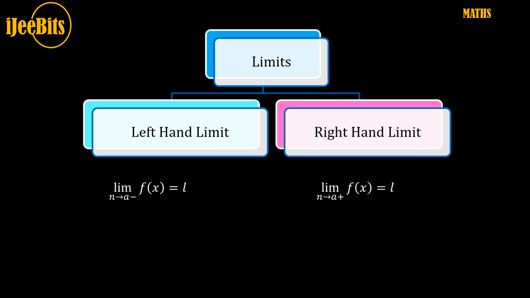What I'm saying is that limits have two categories, the left hand limit and the right hand limit. If both limits are equal, then we can say the limit at a given point exists; otherwise it does not exist. If you take 0 as a reference, left of 0 are the minus values. So a minus is the left hand limit, and a plus would be the right hand limit. That is how you look at it.